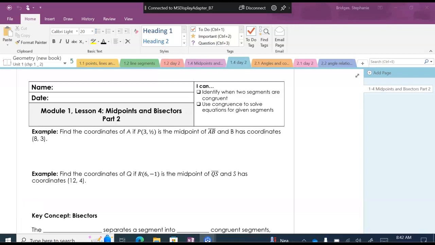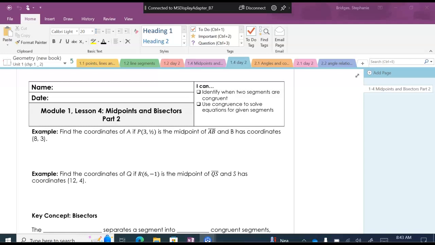Okay. So yesterday I gave you the two endpoints of a segment. I gave you x1, y1, and x2, y2, and then you had to find the coordinates for the midpoint, right? Okay. So if we look at that first question, it says find the coordinates of A if P is the midpoint. So today they're giving me a midpoint instead of the endpoints, okay?